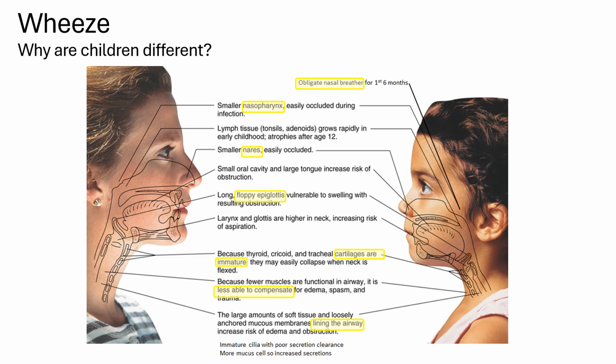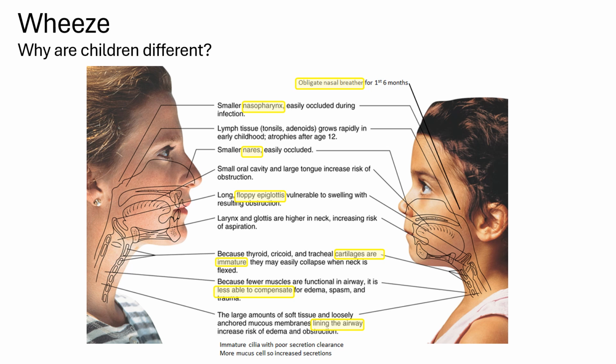I want to spend a bit of time on why children are different to adults. Their anatomy is different, and that gives them different symptoms. They're obligate nasal breathers for the first 6 months, so having an upper respiratory tract infection can significantly affect their work of breathing and their ability to feed. Their smaller nasopharynx means that inflammation and snot can cause more of a blockage. They have bigger lymphoid tissue and tonsils, so again you get more upper airway obstruction. Their smaller mouth and larger tongue increase the risk of obstruction.